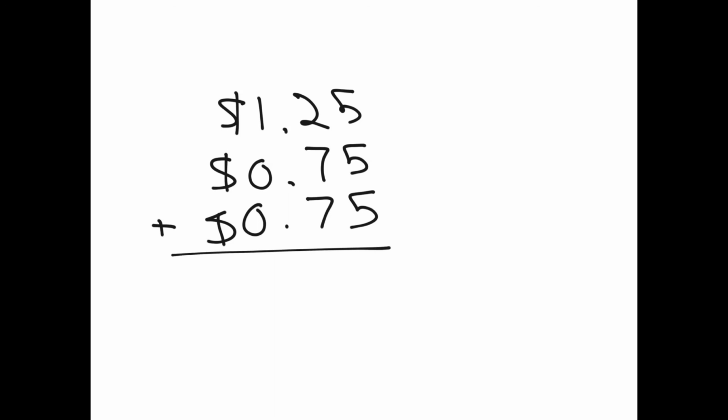5 plus 5 plus 5 is 15. 1 plus 2 plus 7 plus 7 is 14, 15, 16, 17. Is 17. And then bring down your decimal point. 1 plus 1 is 2. Bring down your dollar sign. Your answer is $2.75.